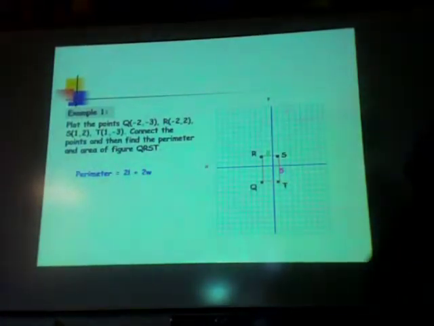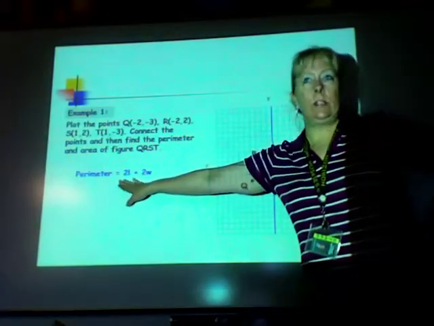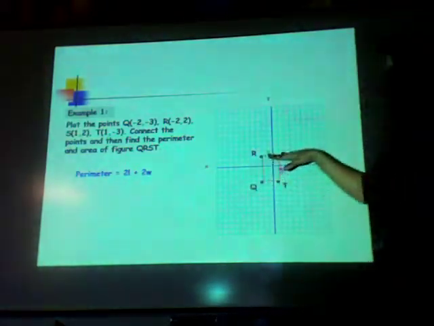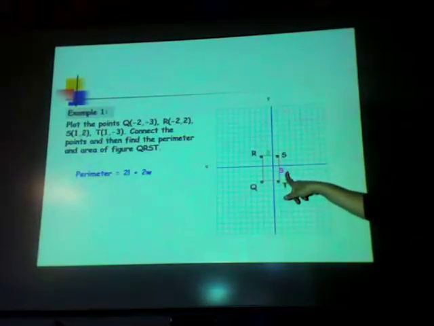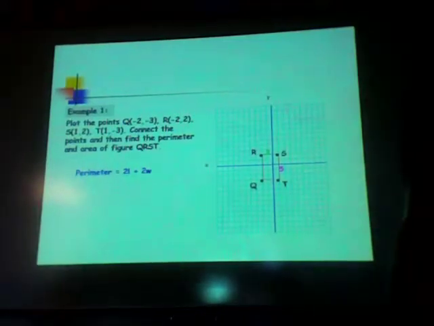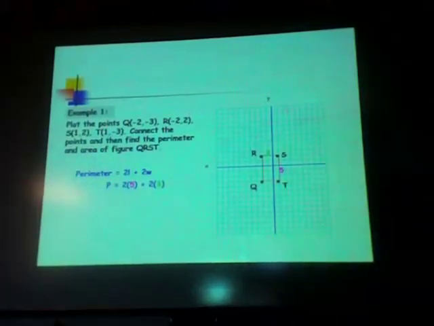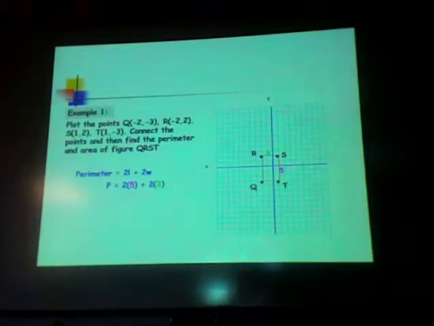So to find the perimeter, Ash just said to add up all the sides. You can also do twice your length plus twice your width. So you could take this length of 3 and double it, giving you 6, and this length of 5 and double it, giving you 10. Either way gives you the same answer. Right? What do you get? 16.